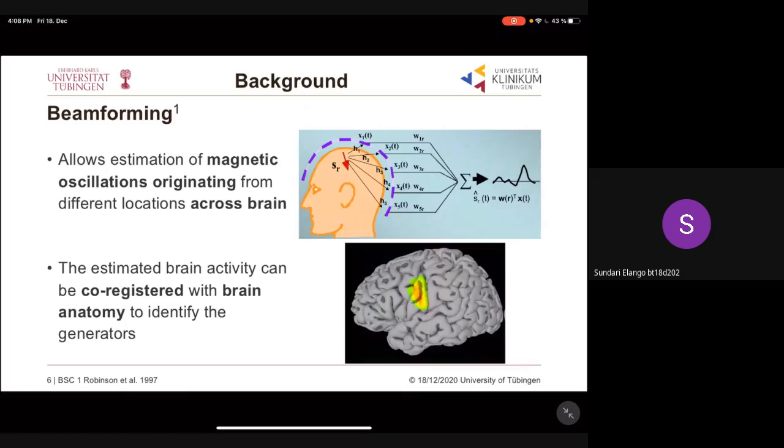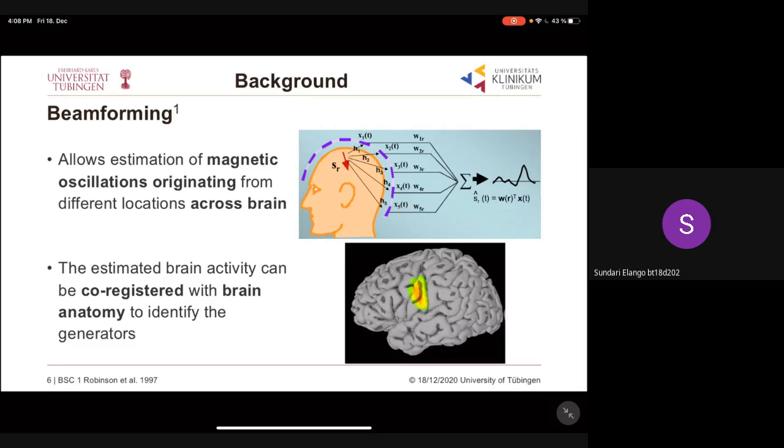When we are trying to estimate where the brain activity is originating from, we use beamforming as a method. With different sensors, for example, if there is a source denoted as SR, and there are different sensors represented as X1, X2, X3 in the figure, with transfer functions denoted by H1, H2, H3, and so on, the activity that is picked up is basically a weighted sum of all these activities, and this is what is picked up by all the sensors.